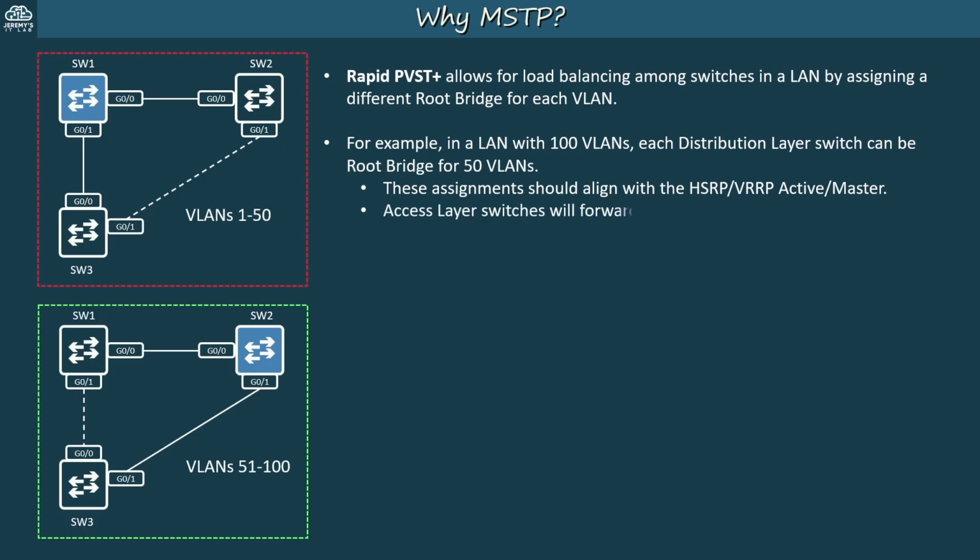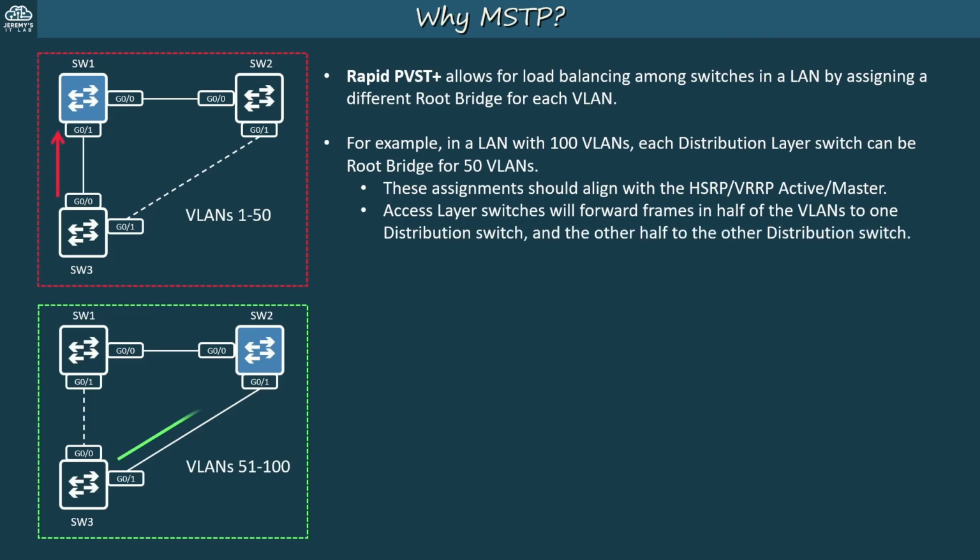So access layer switches, such as switch 3, will forward frames in half of the VLANs to one distribution switch, and frames in the other half of the VLANs to the other distribution switch. This shares the traffic load among the links, making use of the available bandwidth in the LAN.